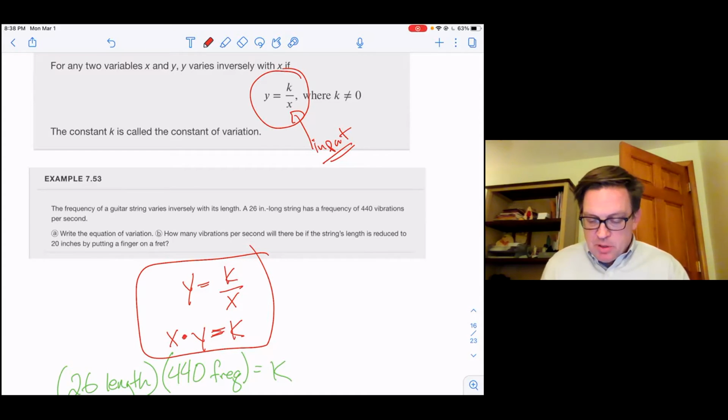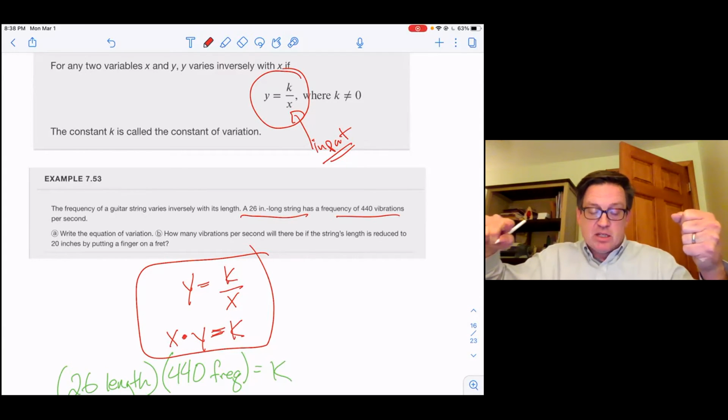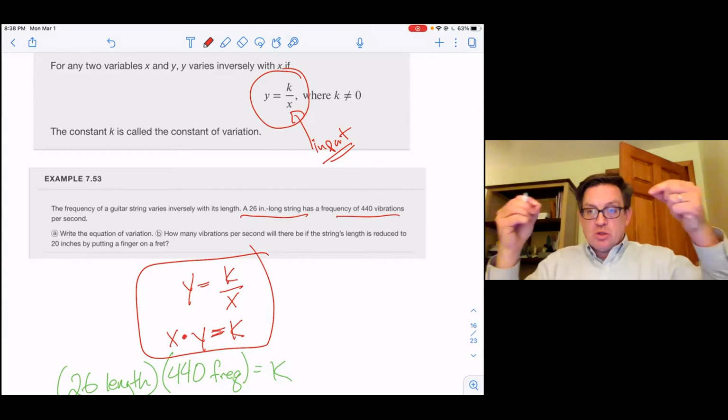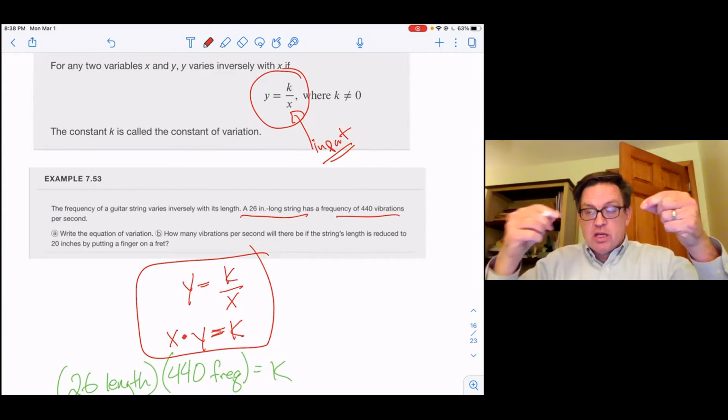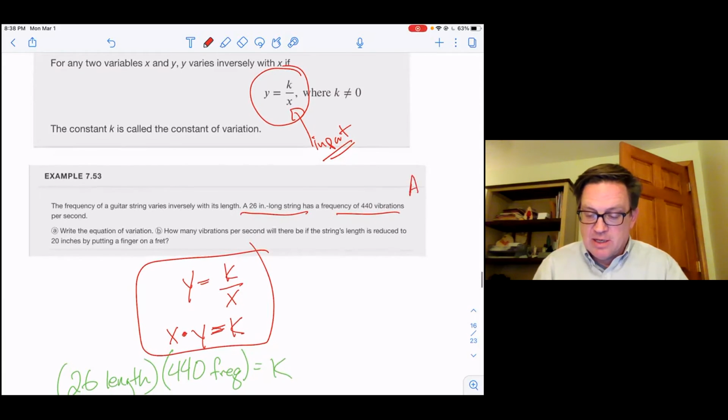So in this example in the book, they say, think about the relationship between the length of a string and how fast it vibrates, like a guitar string, and its frequency, how many vibrations it has. So a 26-inch guitar string vibrates at 440 vibrations. That's actually middle A if you're a music person.